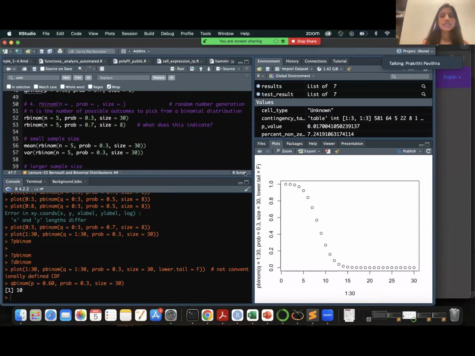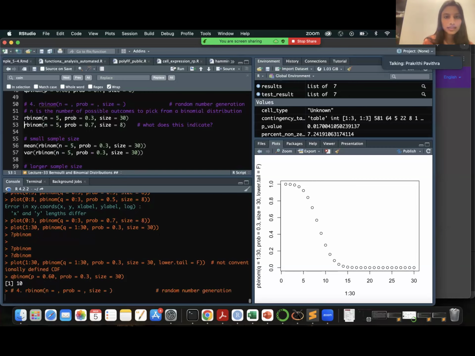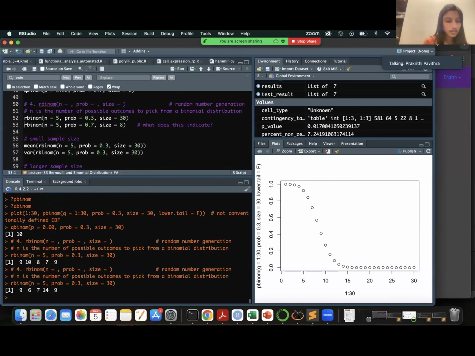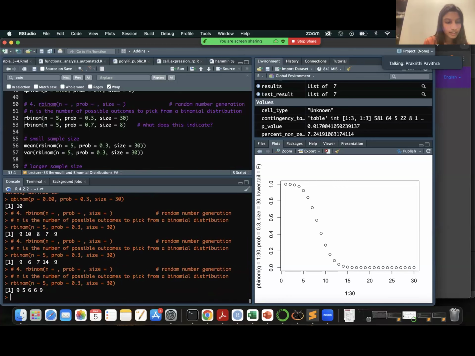And then rbinom is just to generate random numbers in your distribution. How many random numbers do you want to generate? That is given by this small n here. Small n is equal to 5. So you could see that this output gives you a vector with 5 numbers, ranging between 1 to 30. Let's do it again. Yeah, you get some values. All these are less than 30.